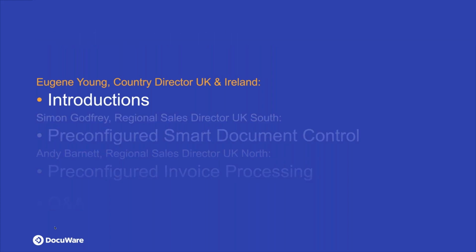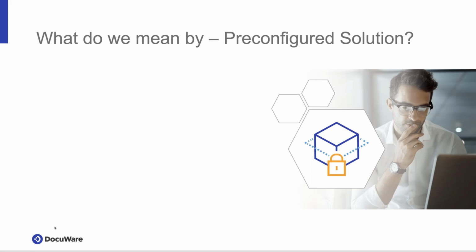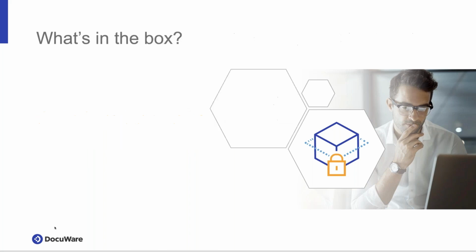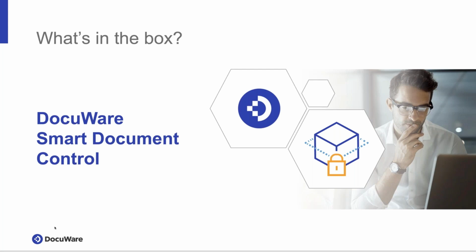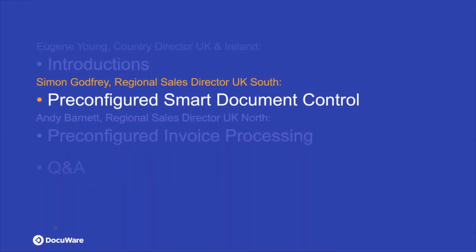Okay. So what do we mean by pre-configured solutions? Well, simply out of the box software. And we've all heard about out-of-the-box software in the past. So this is what we're talking about when we're talking about pre-configured solutions. What's in the box? The first half of this webinar, we're talking about DocuWare Smart Document Control. That's what's in the box. And that's the first half of our webinar. In the second half, it's about invoice processing. So Simon Godfrey will do the demonstration on that.